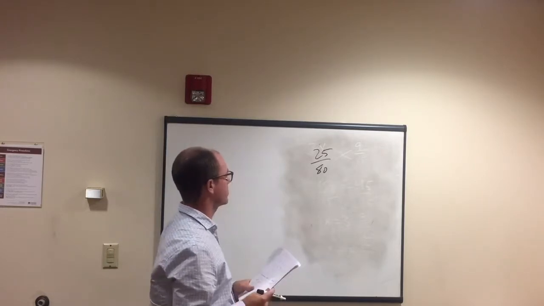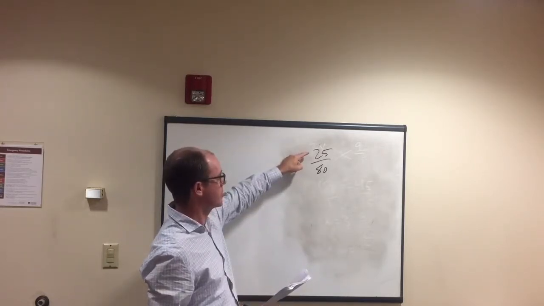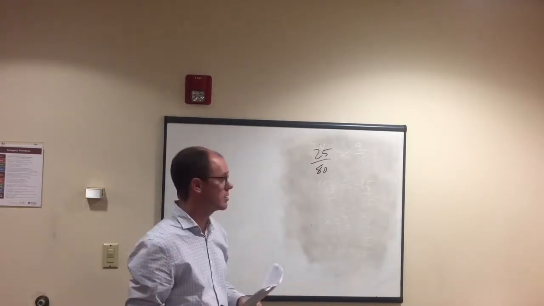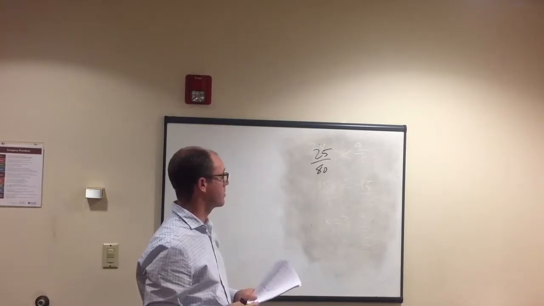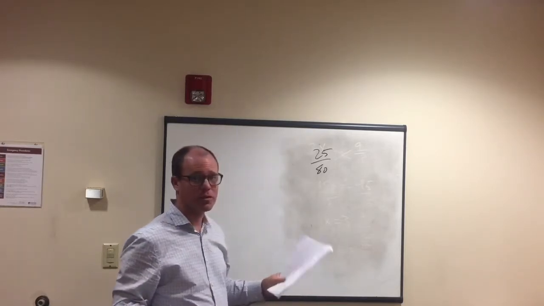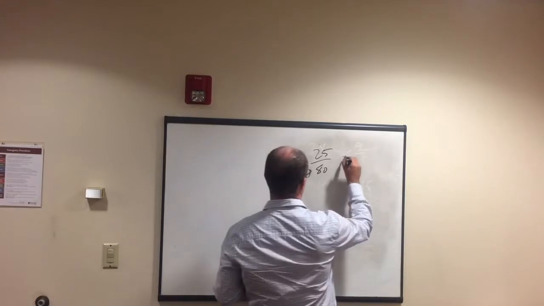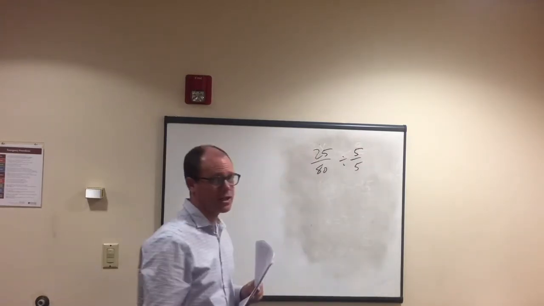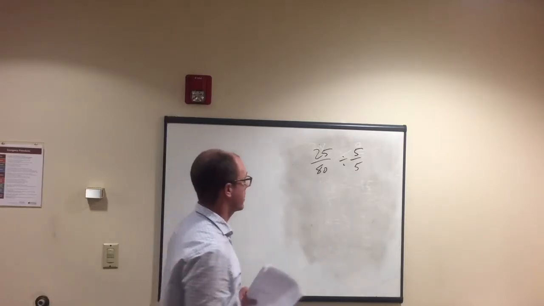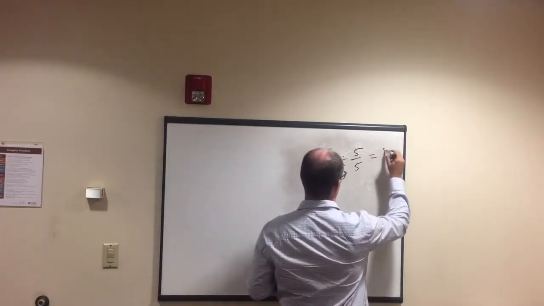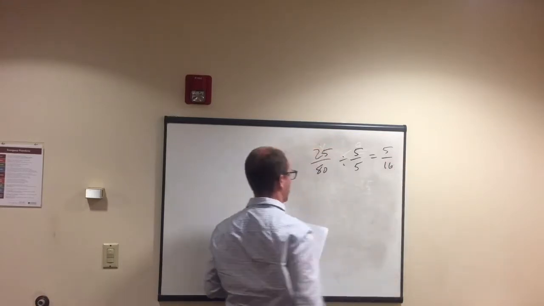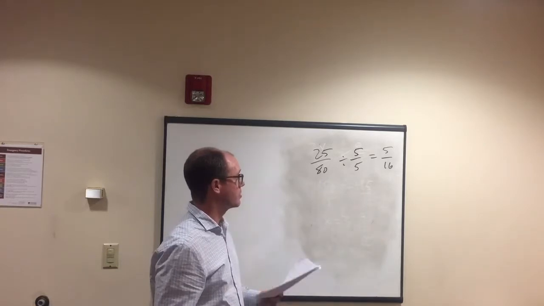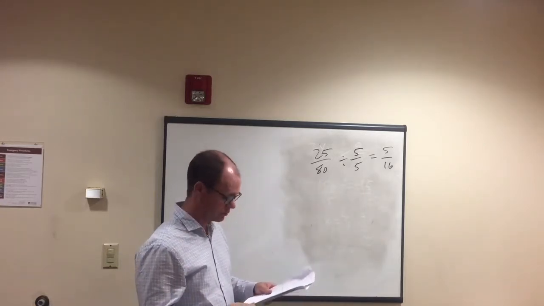So what you're looking for is, can you divide a certain number into the numerator and also into the denominator, the same number? In this case, you can do that with a 5. 5 divides evenly both into 25 and into 80. So if I divide each side by 5, 25 divided by 5 is 5, 80 divided by 5 is 16. And our fully reduced answer would be 5 over 16.